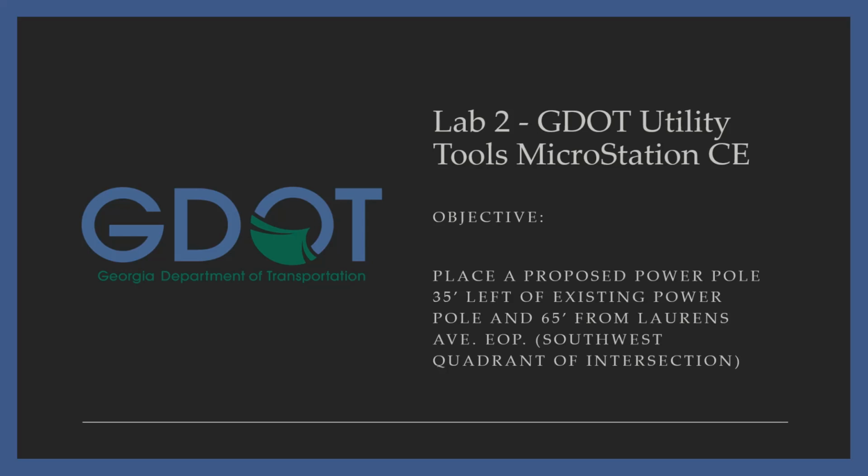This is a video presentation of Lab 2, the third lab in the training module portion of the G.Utility coordination tools document. The objective of this lab is to place a proposed power pole 35 feet left of the existing power pole and 65 feet from the Lawrence Avenue edge of pavement in the southwest quadrant of the intersection.